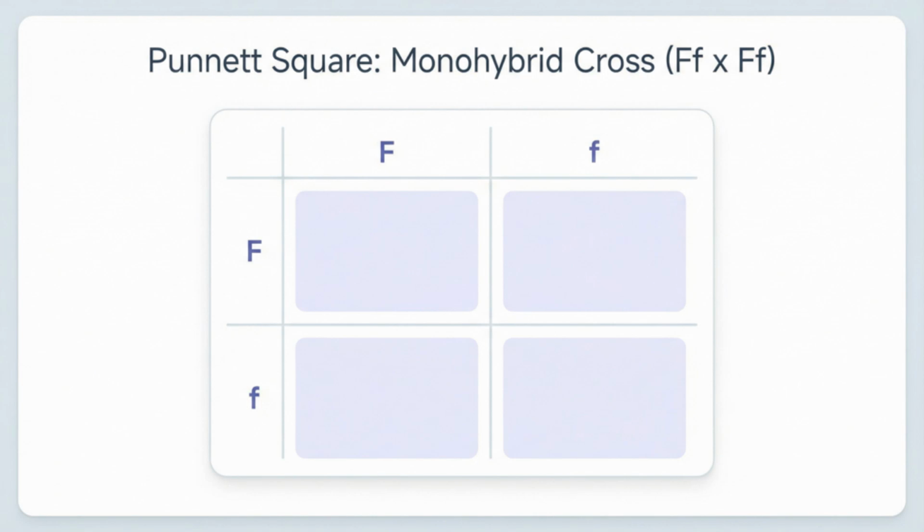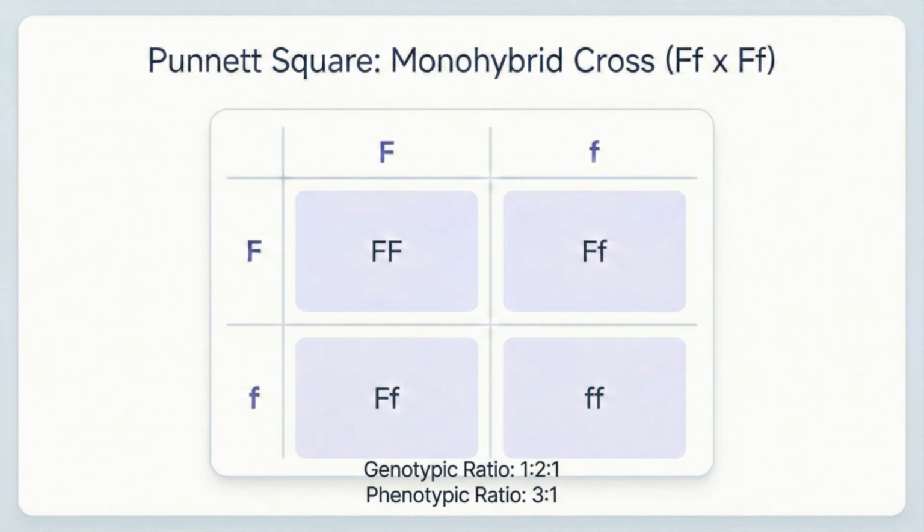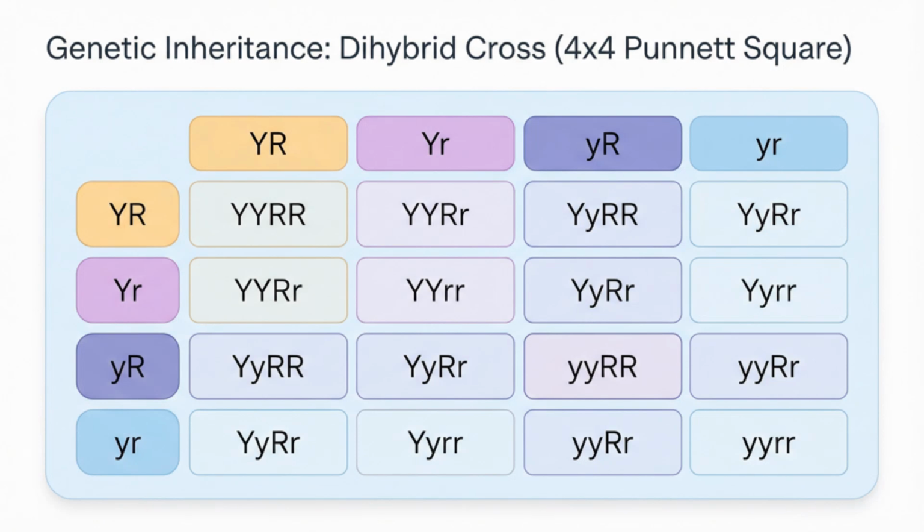Let's look at a monohybrid cross, a cross involving just 1 trait. If we cross 2 hybrids, big F, little f, we fill the boxes. We get 1 homozygous dominant, 2 heterozygous, and 1 homozygous recessive. This gives us that famous 1-to-2-to-1 genotypic ratio, but physically, it's a 3-to-1 phenotypic ratio, just like Mendel saw in his garden.